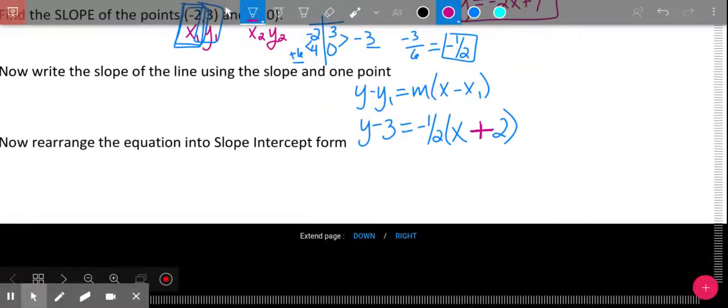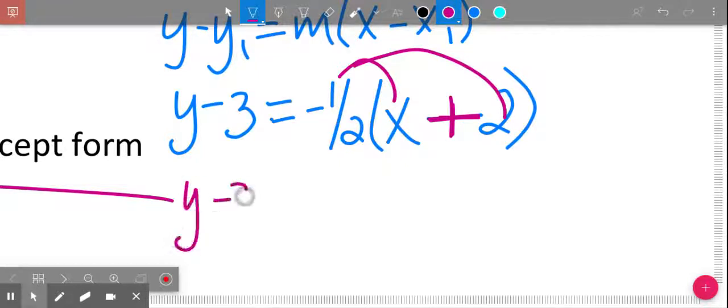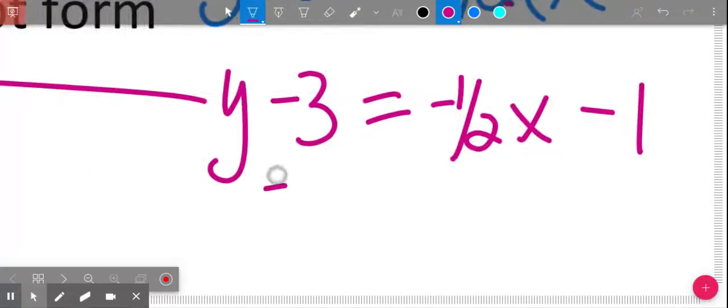So now we're going to rearrange into slope-intercept form. So I'm going to distribute the negative 1/2. So I have y minus 3 equals negative 1/2 times x gives me negative 1/2 x. And negative 1/2 times a positive 2 is going to make it a negative, and half of 2 is just 1. Now we're going to add the 3 over.